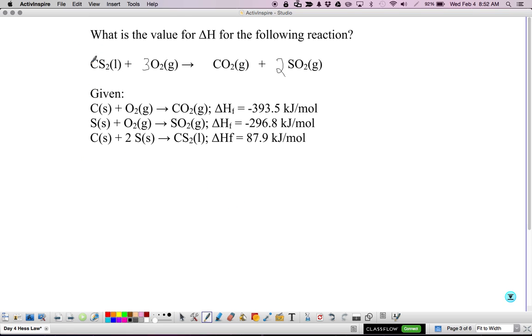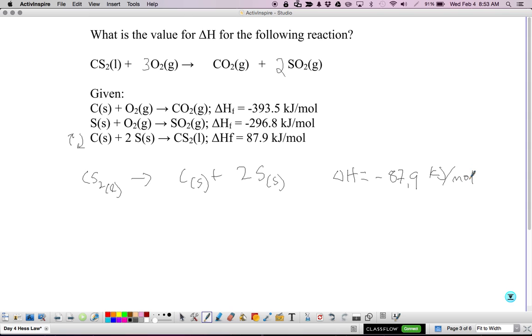so I still need 1 carbon disulfide on the reactant side, so I'm going to flip this reaction, okay? So when I do that, I get CS2 liquid yields carbon, solid carbon, plus 2 sulfurs. Okay? And this enthalpy of formation now becomes just an enthalpy. And because I flipped this reaction, I have to change the sign of delta H. So that's negative 87.9 kilojoules per mole.